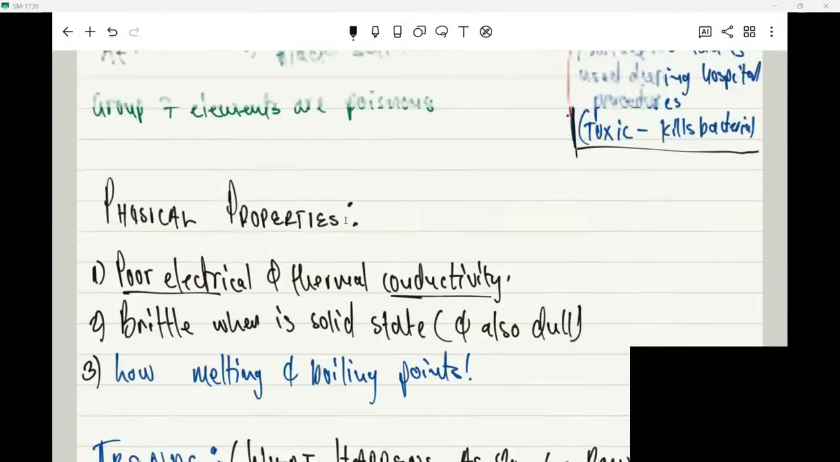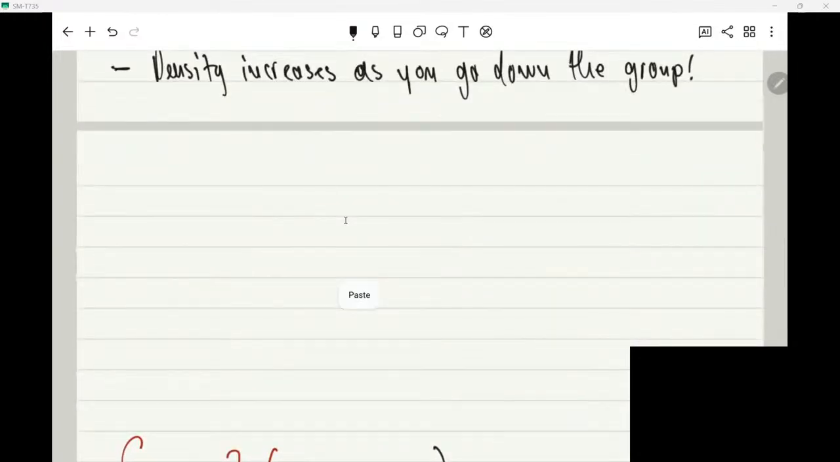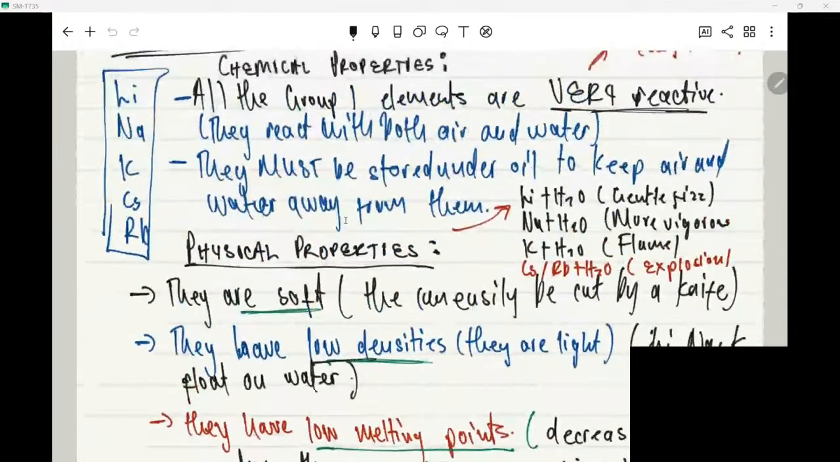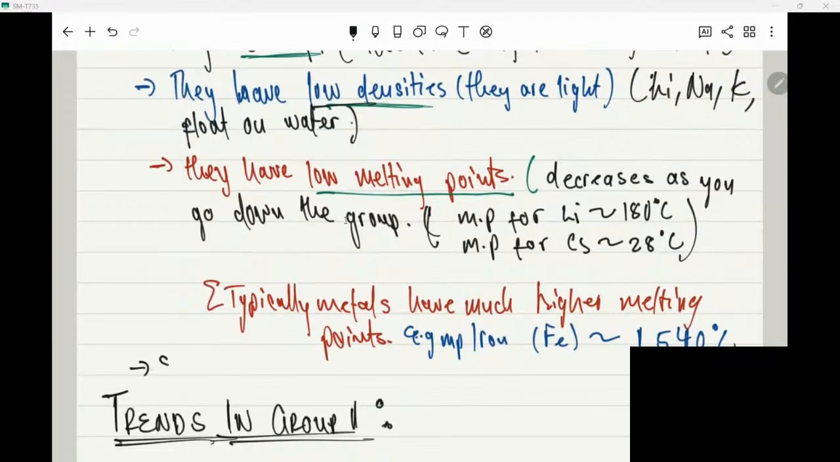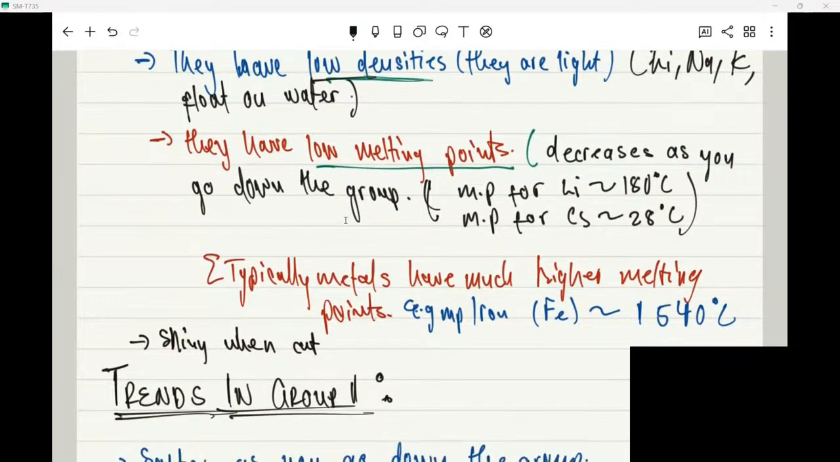Okay, maybe I should say here that for group 1, since I said those ones are dull, you should know that these ones are shiny when cut through by a knife. Okay? These are shiny when you cut them. They'll get dull when you expose them to the air. But they have low densities and they have low melting points, and the melting point actually decreases.